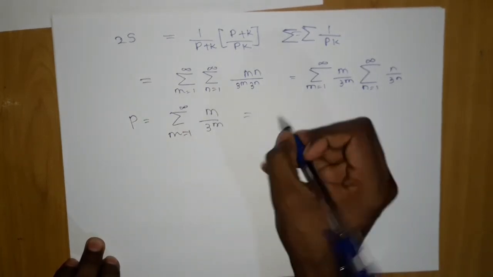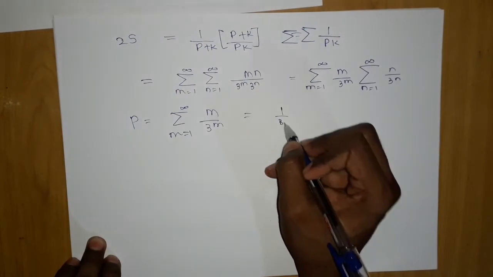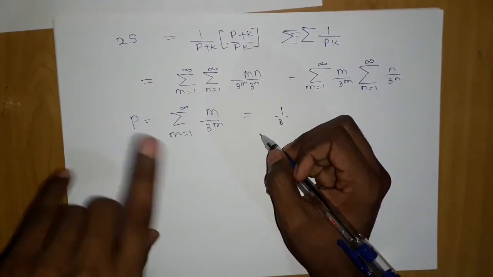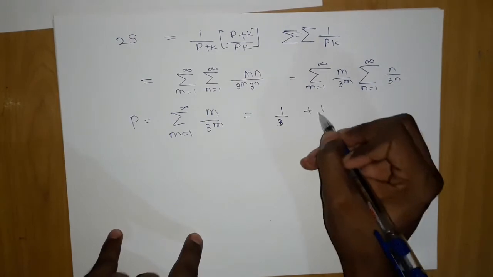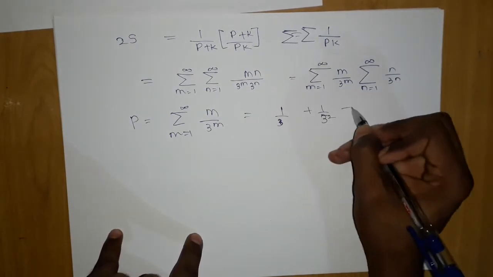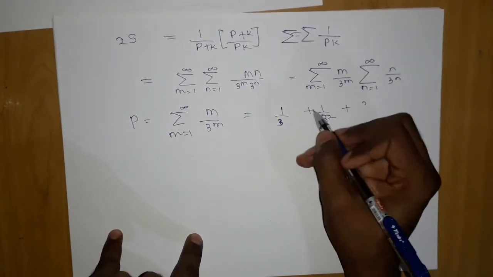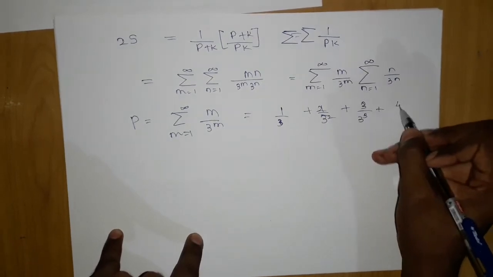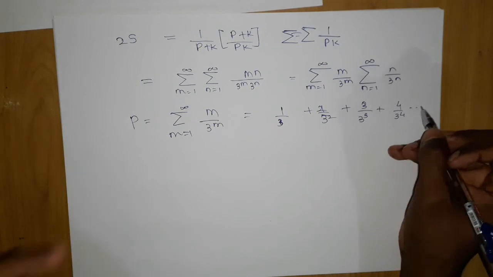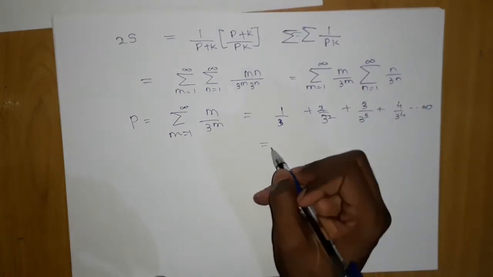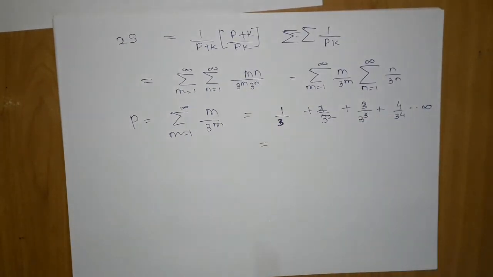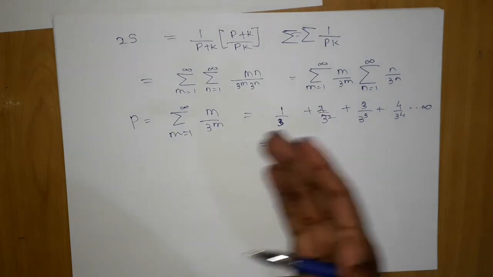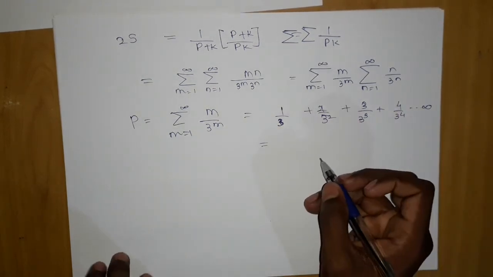Now if I open it, what I get: for 0 it is 0, for 1 I have 1, for 2 it is 2 upon 3 square, for 3 it is 3 upon 3 cube, and for 4 it is 4 upon 3 power 4, until infinity. Now you can clearly see why it is an AGP. It is an AGP.